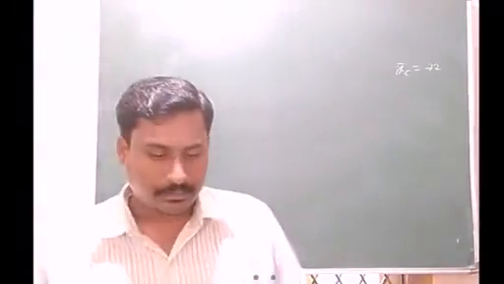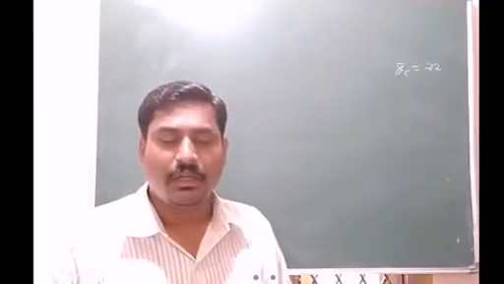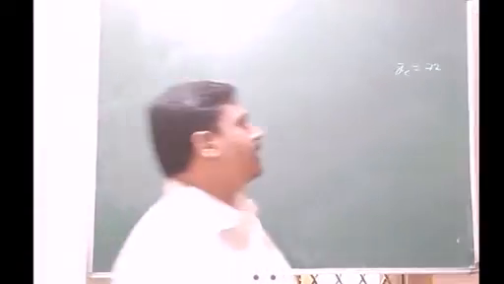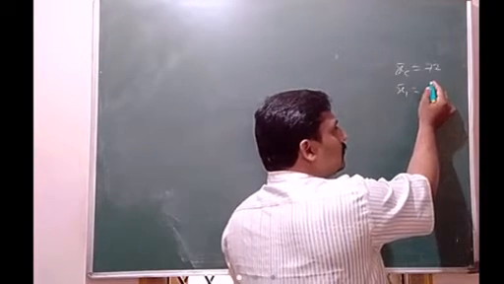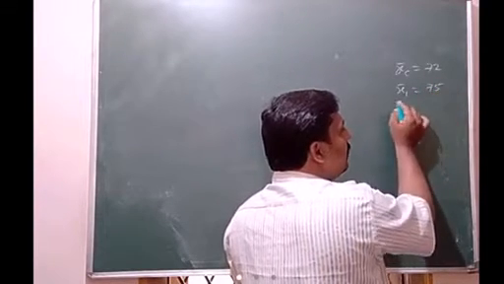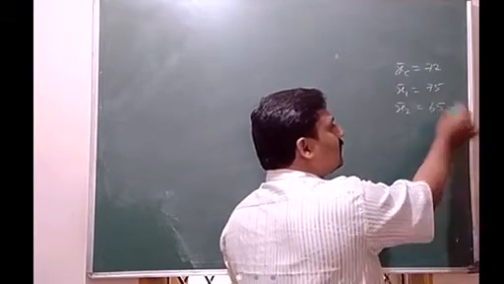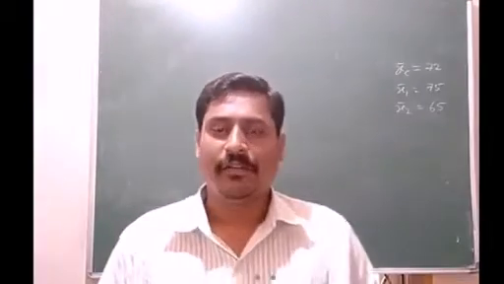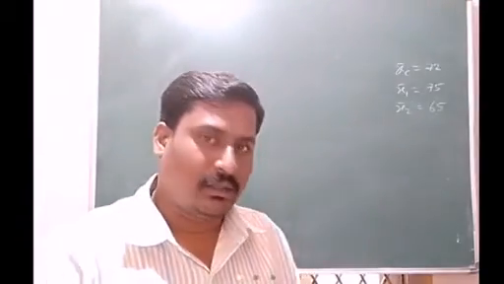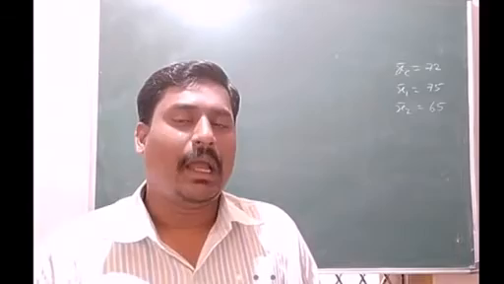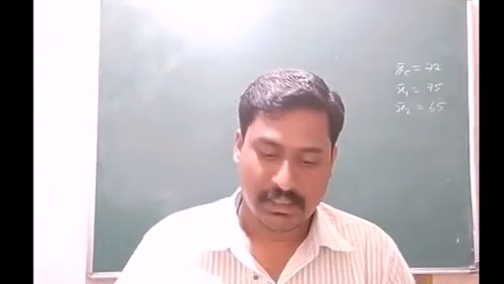And if the mean marks of boys is 75 and that of girls is 65. So the mean marks of boys we consider as X bar 1, that is 75, and the mean marks of girls we consider as X bar 2, and it is 65. So both together, that is the entire class average marks, is 72. So find the proportion of boys and girls in the class.